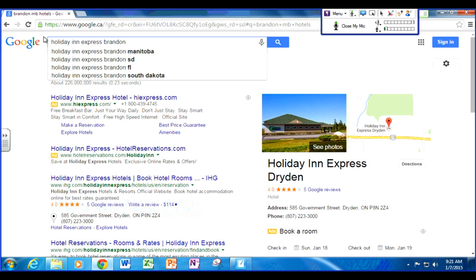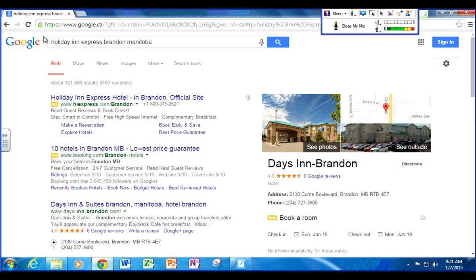So there you go. Brandon, Manitoba. Now, the reason I'm making really sure that I include Manitoba in there is that we don't want to book a hotel in Brandon, Saskatchewan or in Brandon, Texas, right? And there's probably going to be some of those. So that's why I'm being real careful to make sure I include the province in there.